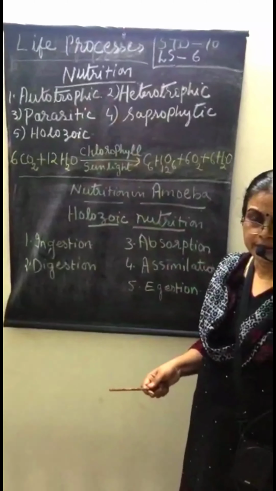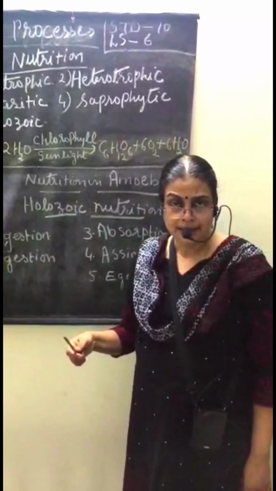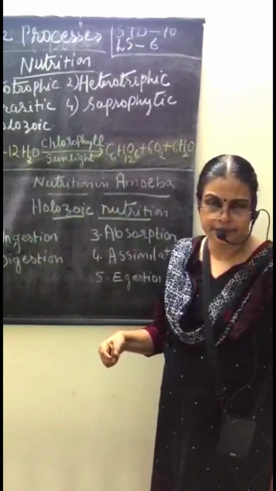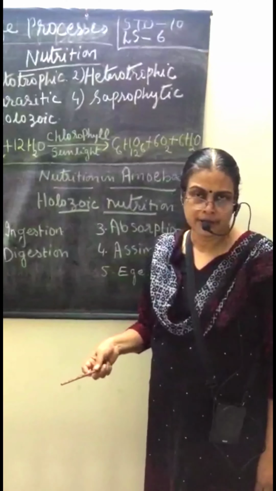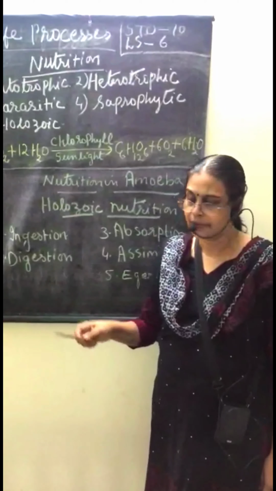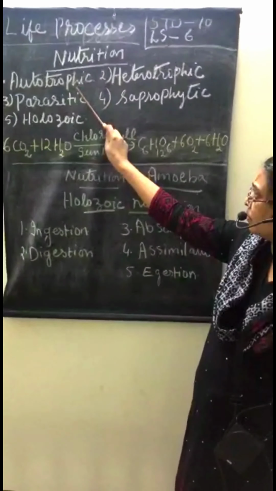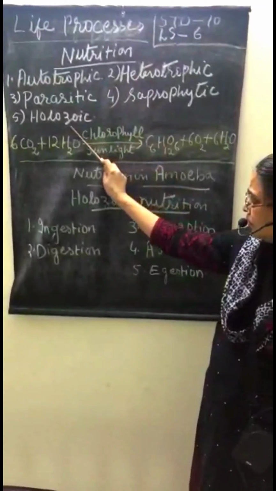Now what is nutrition? It is the food we take. We get energy from the nutrients that food provides, and that process is called nutrition. Different organisms have different types of nutrition. First we will discuss autotrophic nutrition. There are different types: autotrophic, heterotrophic, parasitic, saprophytic and holozoic.